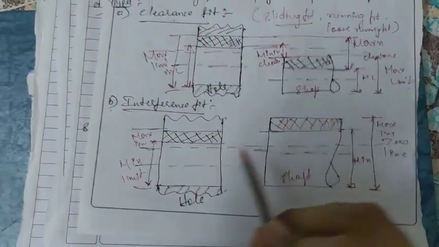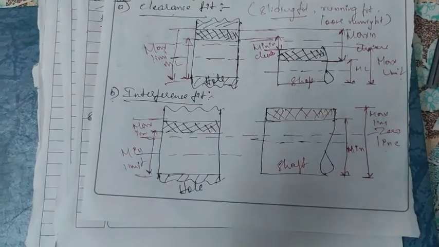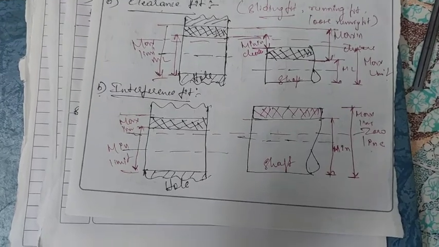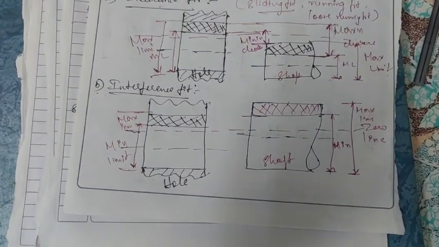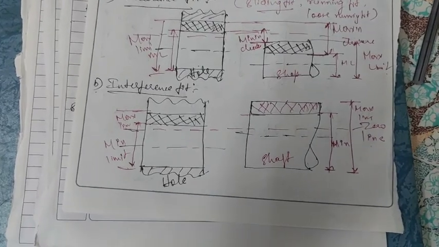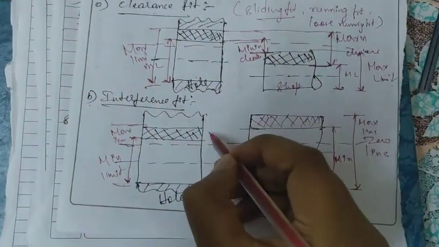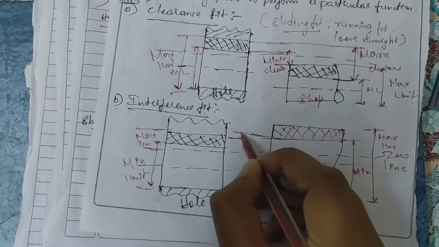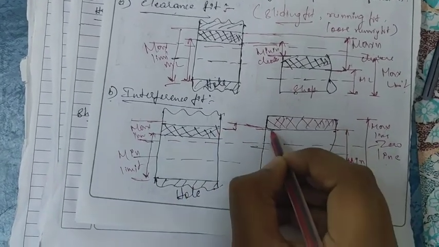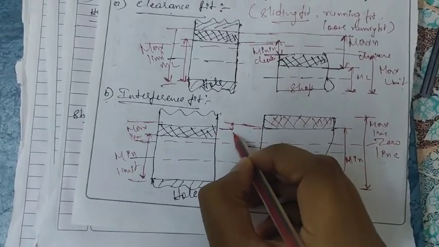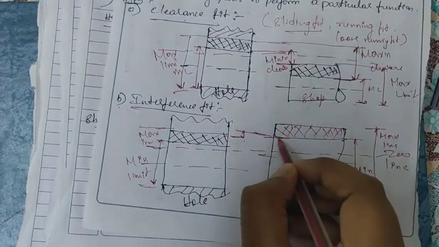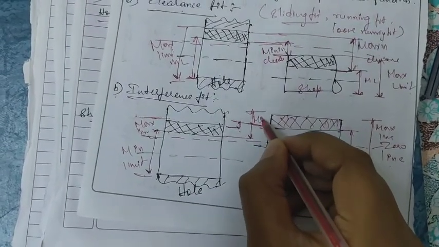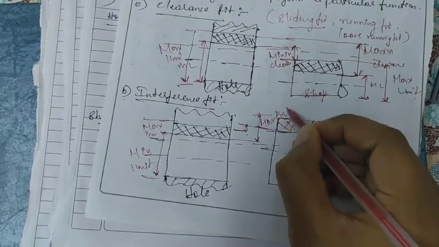Now the difference between the minimum interference and the maximum interference. Interference is nothing but, in this type, the minimum permissible shaft diameter is greater than the maximum permissible hole diameter. So the minimum permissible shaft diameter is nothing but the upper limit and the lower limit of this one. So the upper limit, the maximum limit, with the minimum limit, we can call the minimum interference, and the maximum of the hole and minimum of the shaft, and here minimum of the hole and maximum of the shaft we can call, same as in the previous, the maximum interference.